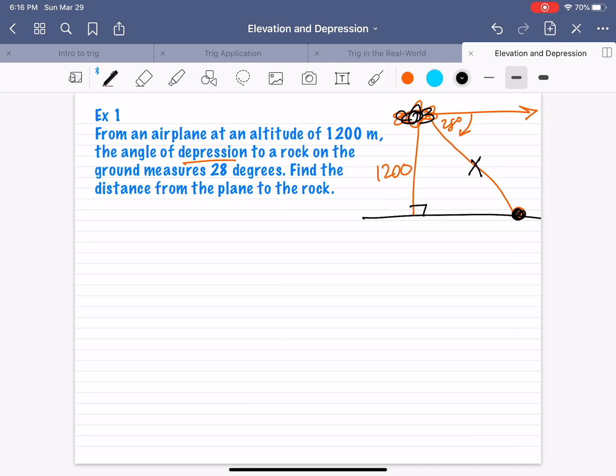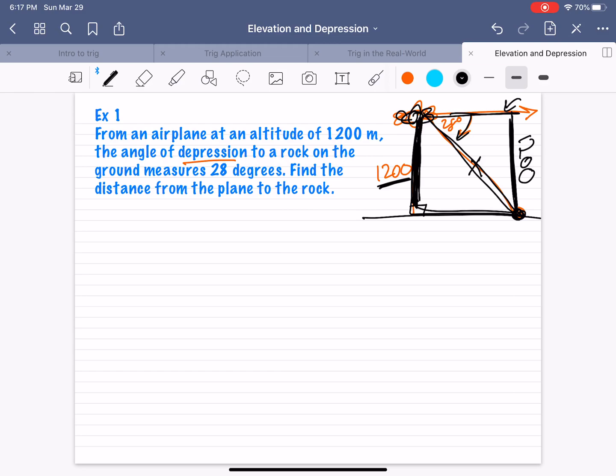So you can obviously see this triangle here. But for this triangle, we only know this right here. Our angle of depression is over here on this triangle. So let's draw our second triangle. And we're going to use this triangle on the right to help us solve our problem. So if this is 1200 meters, this is also 1200 meters.